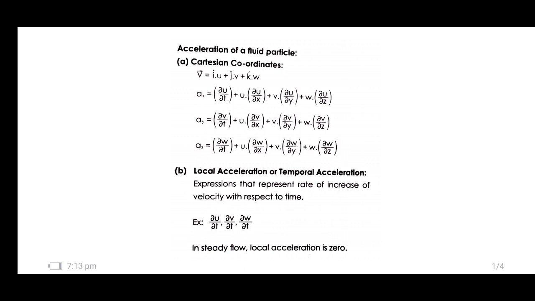In Cartesian coordinates, we give velocity as i cap u plus j cap v plus k cap w. Now, as we know that acceleration is nothing but change in velocity, so we will write a_x is equal to del u divided by del t plus u dot del u divided by del x plus v dot del u divided by del y plus w dot del u divided by del z. Similarly, we can write a_y and a_z.